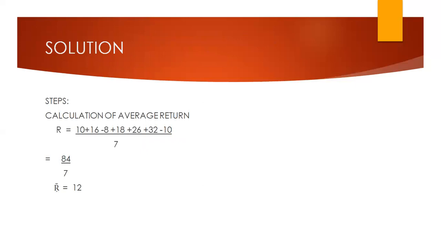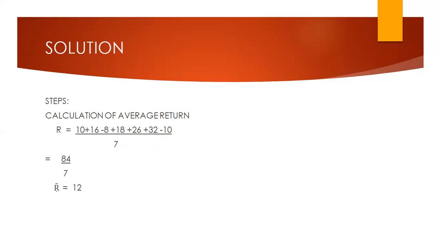Average return is calculated by adding up all the returns divided by the number of times. So 10 plus 16 minus 8 plus 18 plus 26 plus 32 minus 10, divided by 7, that is the number of years, which is equal to 84 by 7. If we divide it, r bar is equal to 12.